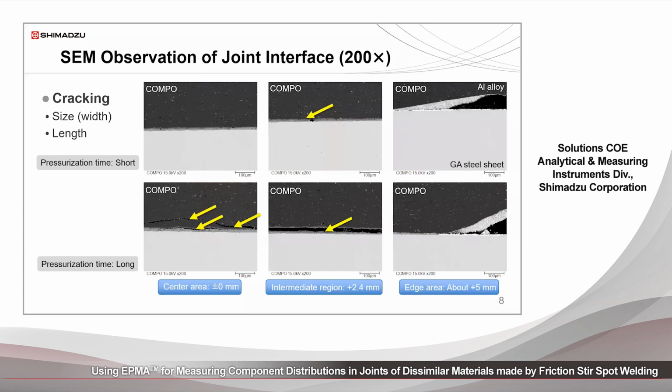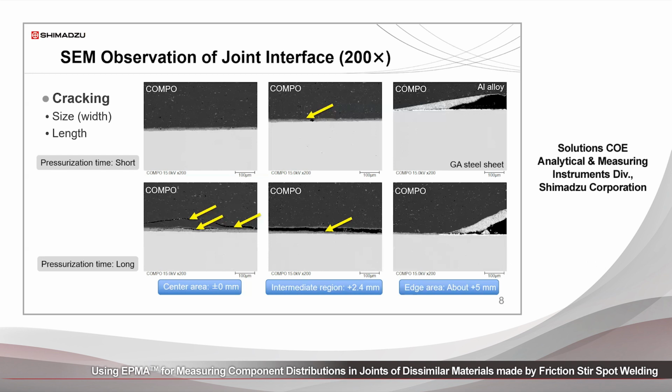The following are composition images using the backscattering compo mode within the EPMA. Now we have become more microscopic, with a magnification of 200x. Notice the scale bar is now 100 micrometers, unlike 4 millimeters in the previous slides. At this scale, we can observe cracking within the intermetallic compound layer. The top row is for the short pressurization time, and the bottom row is for the long pressurization time.